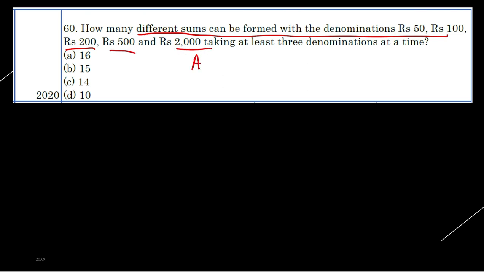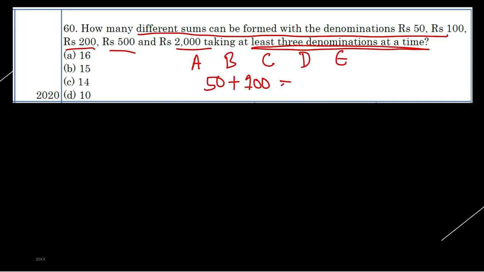I am saying A means 50, B is 100, C is 200, D is 500 and E is 2000. How many ways a sum could be made by taking at least 3 denominations at a time? It means I use 50 rupees plus 100 rupees, that is 150. But 150 is not possible. Why? Because we have to pick at least 3 denominations.